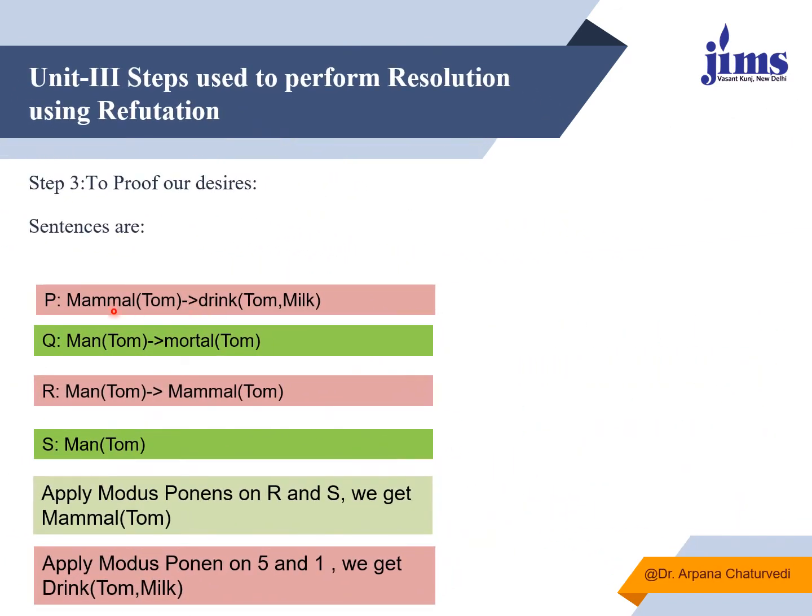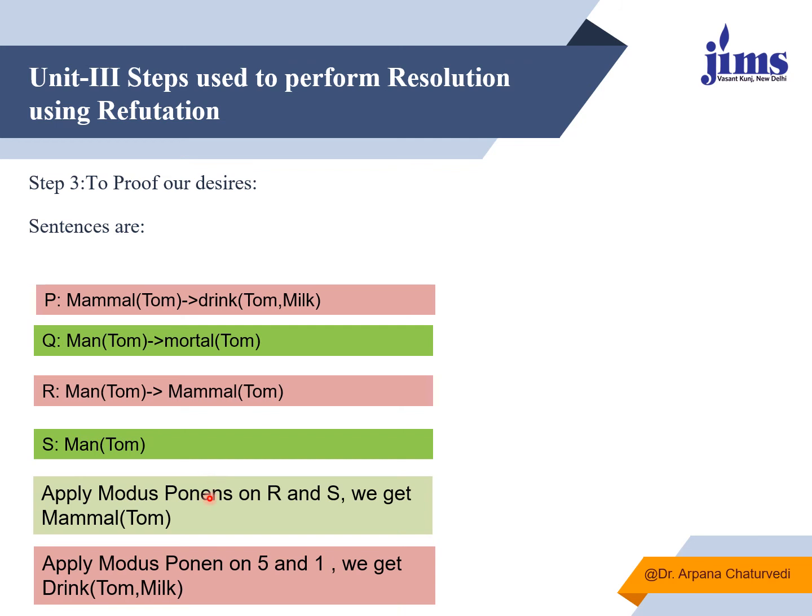So here we have written all the propositions and given the name P to Tom is a mammal and Tom drinks milk. Q is Tom is a man and it implies that Tom is mortal. R is Tom is a man and it implies that Tom is a mammal. S is Tom is a man. Now we apply modus ponens. We have to prove this using the modus ponens rule and also using refutation.